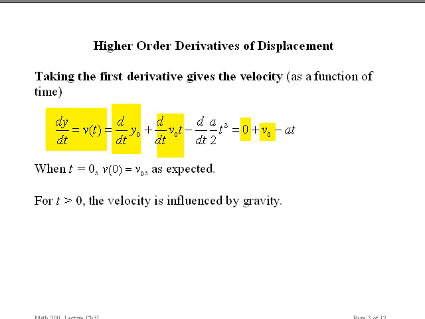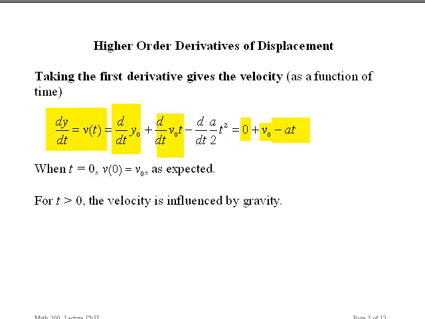Now I'm taking the derivative with respect to time of a constant a over 2 times t squared. The derivative of t squared is 2t. The 2's cancel, and I get minus at. So by taking the first derivative with respect to time of a displacement function, like y being the height of the object, then I get velocity, and the velocity will vary with time.